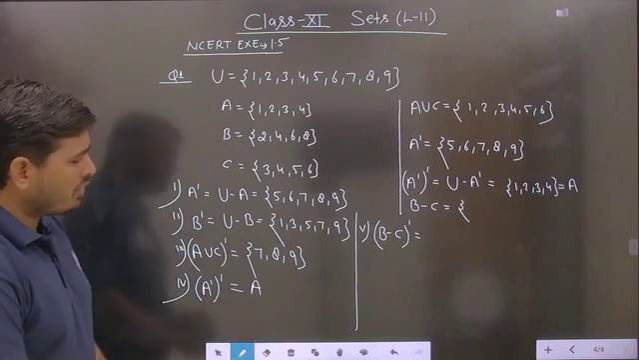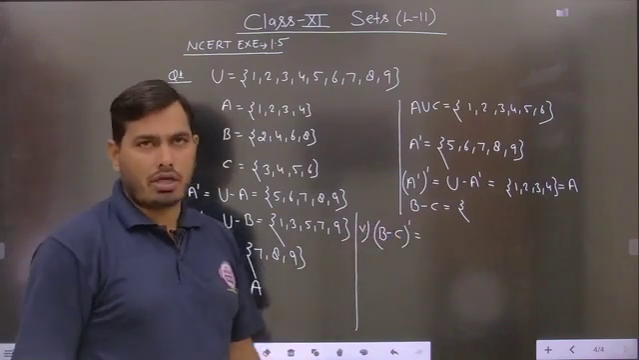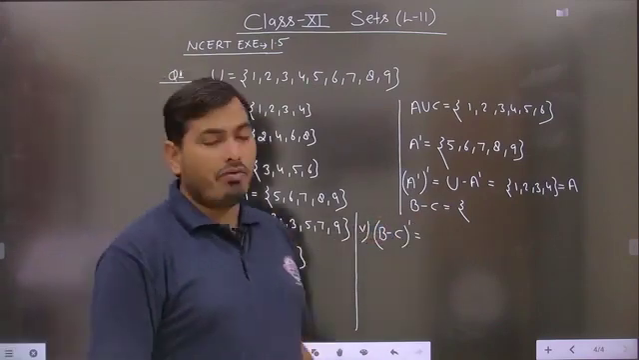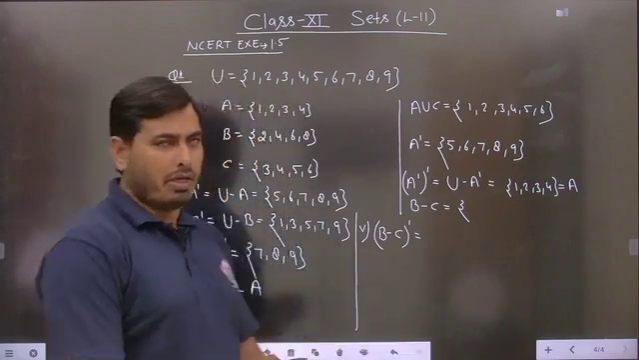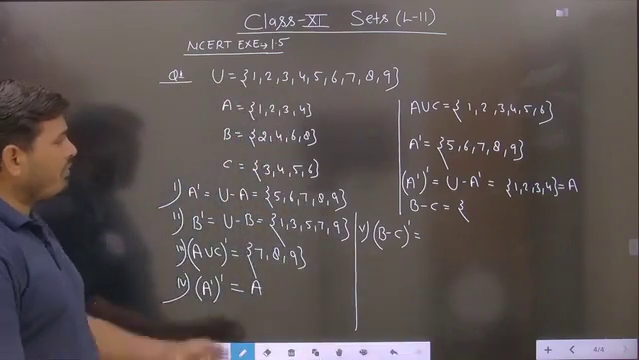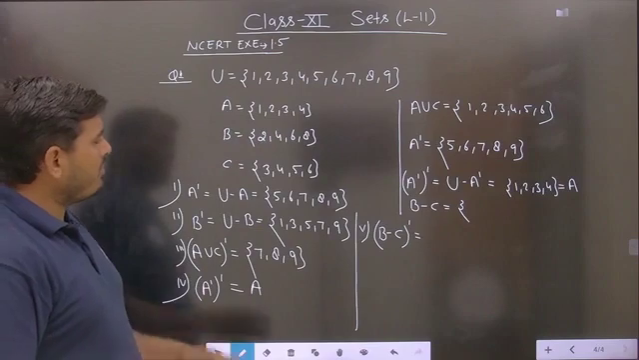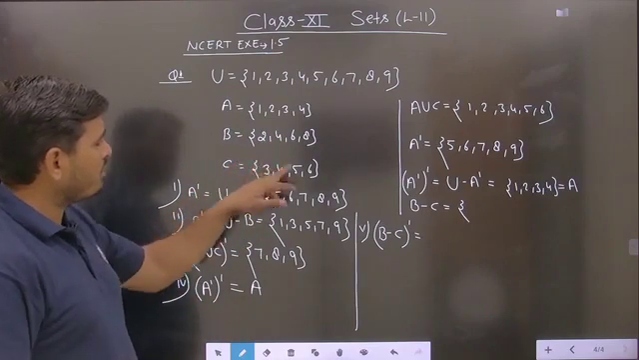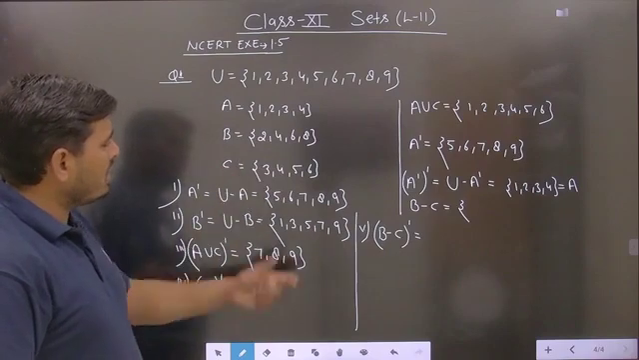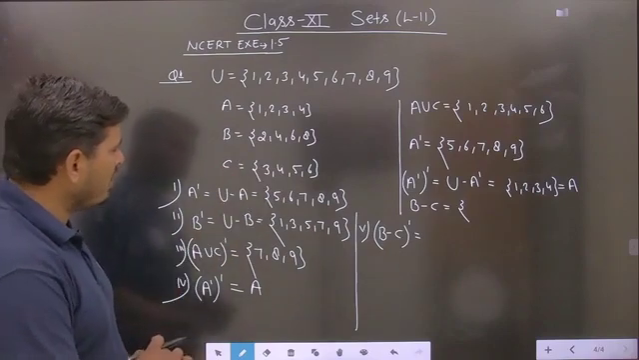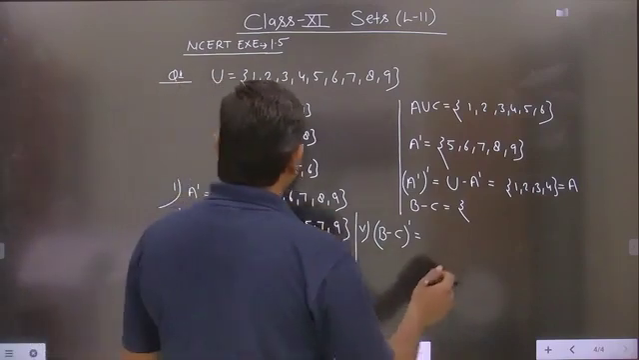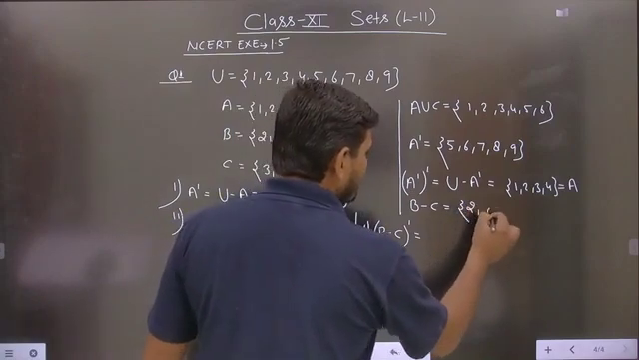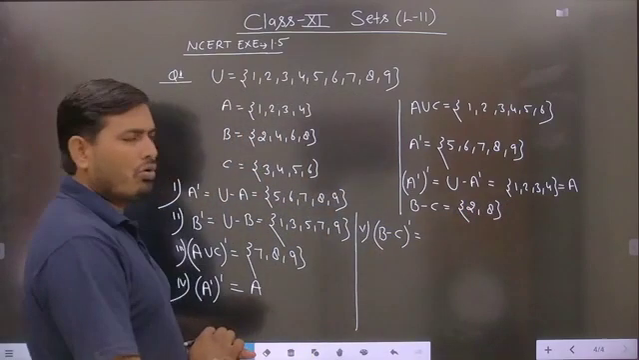Basically, student, this is the difference of two sets. In the case of the difference B minus C, we write only the elements of B. We check which elements are common in B and C. You can see that 4 and 6 are both common. So if we write B minus C, you can write the elements 2 and 8. The answer of B minus C will be written as 2, 8.